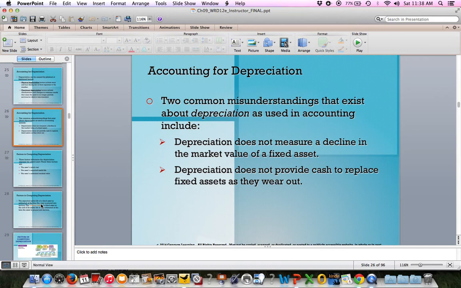So a couple things to keep in mind about depreciation. Depreciation does not measure a decline in market value of a fixed asset. It has nothing to do with that. It's completely separate from what the true market value of an asset is. And the bottom one, depreciation does not provide cash to replace fixed assets as they wear out. If you need to set aside cash to pay for a new fixed asset, that's something completely separate from depreciation.